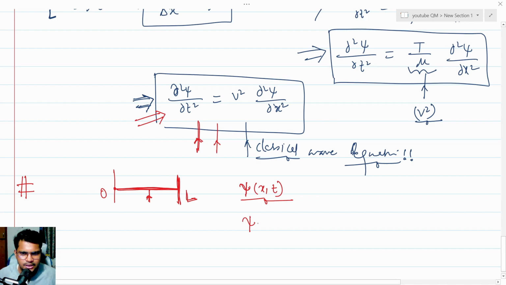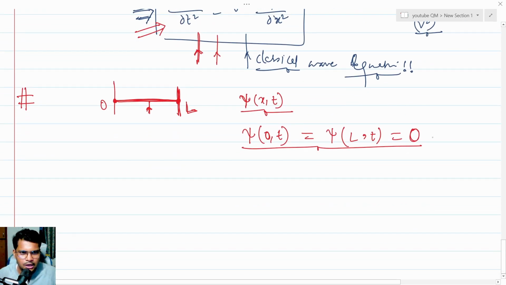The boundary condition says that at any time, when x is equal to 0 and when x is equal to L, the disturbance is going to vanish, right? As we understand, there is no disturbance at these endpoints. Very good. Now this is called the boundary value problem.